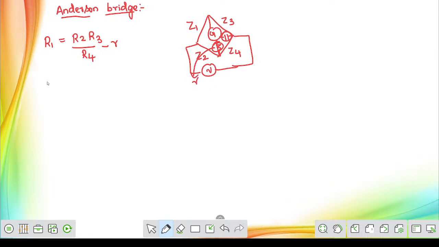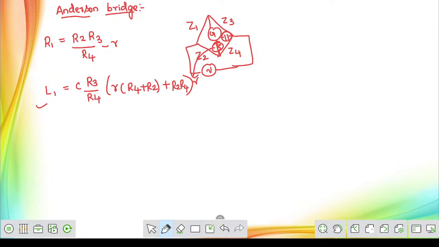Similarly, if you are trying to find the value of unknown inductance, as usual L1, that is going to be C into R3 by R4 in brackets. Write down clearly, the formula is R4 plus R3, R4, R2 will come, plus the product of R2 into R4 will come here, R2 into R4. That's it. So this is the formula to find the value of unknown inductance.